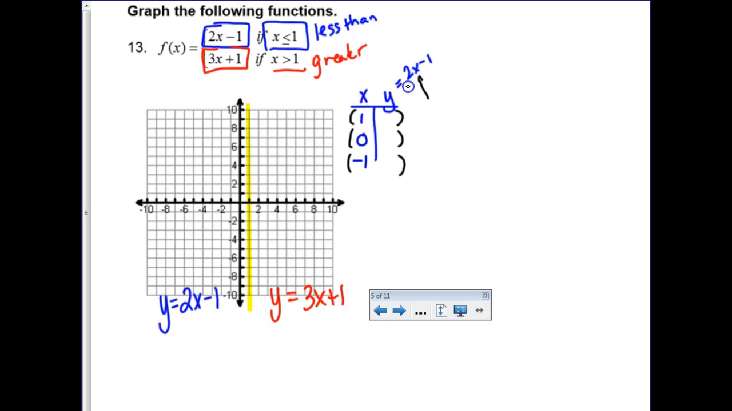So plugging in a 1, 2 times 1 minus 1 is 1. Plugging in a 0, 2 times 0 minus 1, -1. Plugging in a -1, 2 times -1 minus 1 is -3.